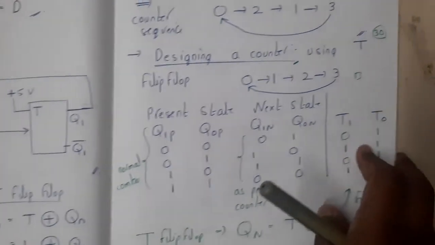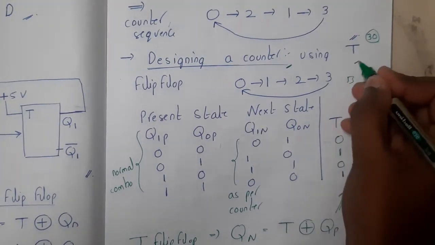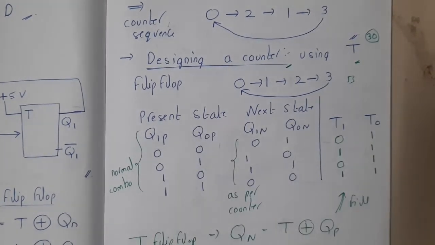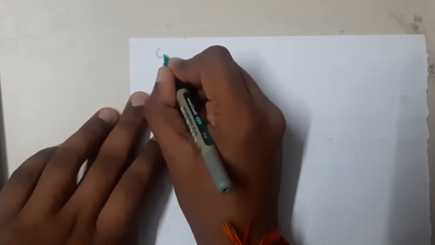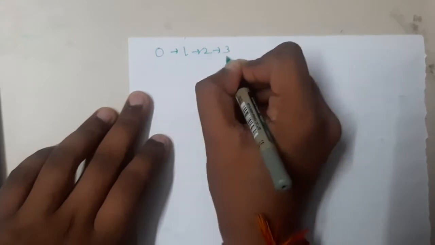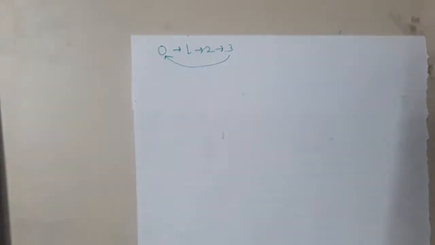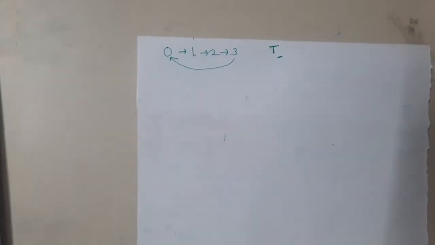Okay, so design a counter. He clearly gave that we need to use a T counter, guys, and the counting sequence he gave is 0, 1, 2 and 3. Let me take a small piece of paper so that we can solve it. The only thing which he gave is the counting sequence as 0, 1, 2 and 3, and from 3 it comes back to 0. He also informed that we need to use a T flip-flop. So let us start.